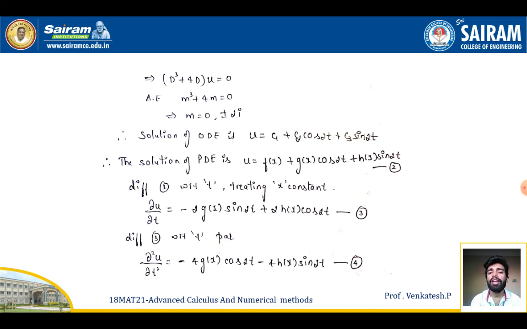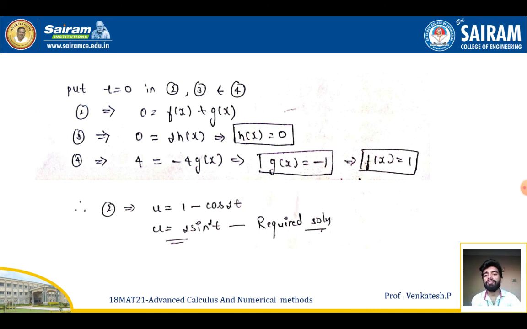So if I replace the first condition, I'll get f of x plus g of x is equal to 0, as I told. Again, from the second condition, we'll get h of x is equal to 0. From the third condition, I'm getting g of x is equal to minus 1. So from this, I can estimate the value of f of x from this equation. So f of x will be equal to 1.